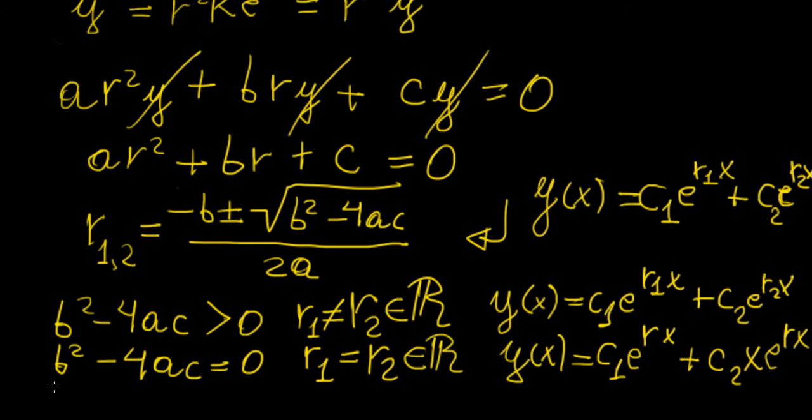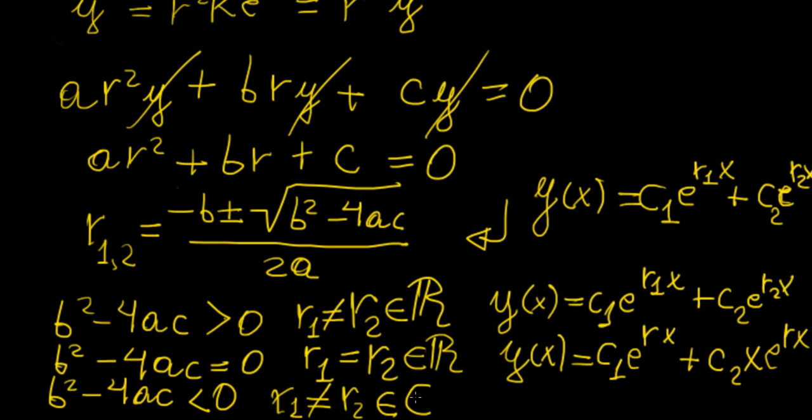And finally, the third case is going to be for when the discriminant is less than 0, so that's a negative number. What happens when you have the square root of a negative number? You get a complex number. So in this case, we're going to have r1 is distinct from r2, and now they're going to belong to the set of complex numbers. So now it's going to get a little bit trickier, because we're going to have the roots equal alpha, which is the real part, plus or minus i beta.